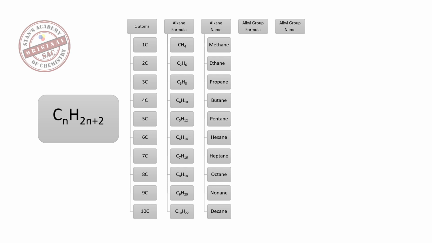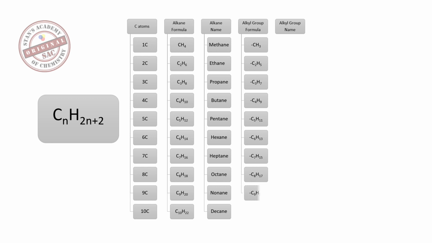Now, if you take away 1 hydrogen from methane, it gives you what we call a methyl group, which is CH3. So each of these alkanes, take away 1 hydrogen atom, and you will get what we refer to as the alkyl group, and the formulas are going to be represented here. CH3, C2H5, C3H7, etc., all the way to 10.